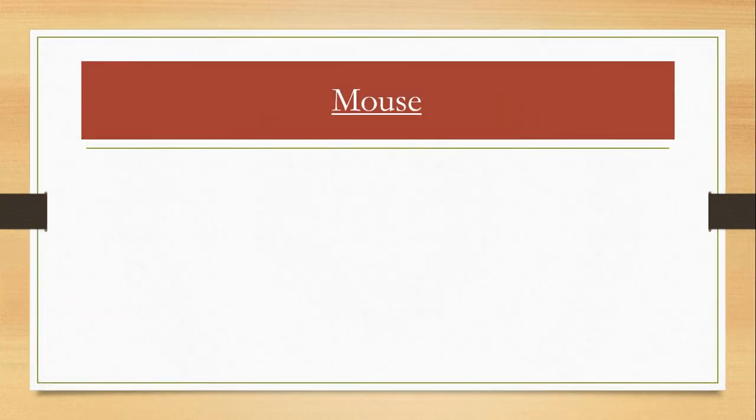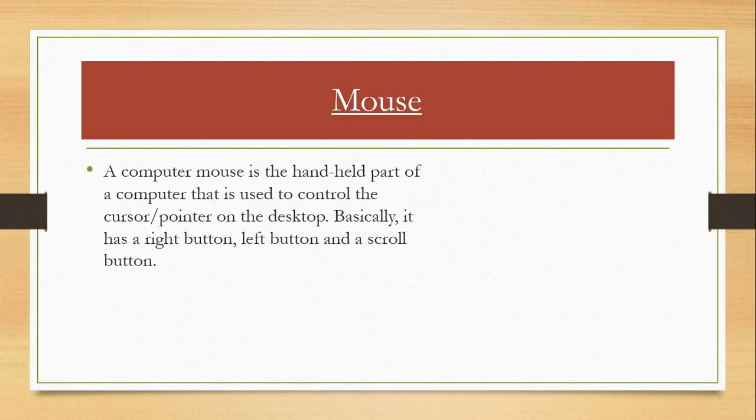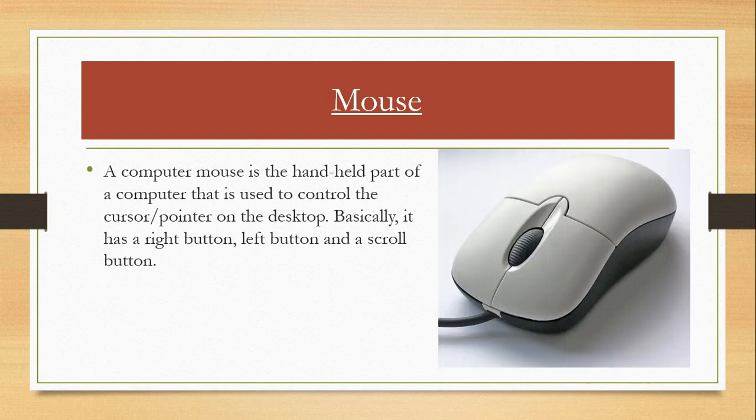Now, let's talk about the mouse. What is a mouse? A computer mouse is a handheld part of the computer that is used to control the cursor or pointer on the desktop. Basically, it has a right button, a left button, and a scroll button. This is the mouse body, and this is the cord. You should know the parts of the mouse.